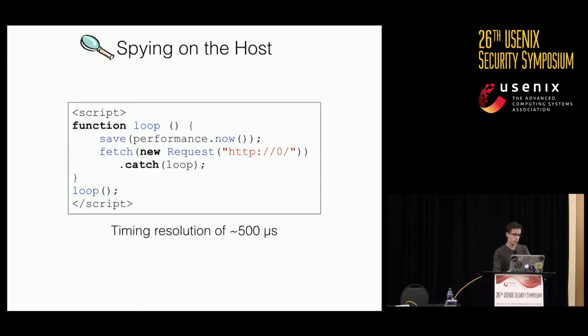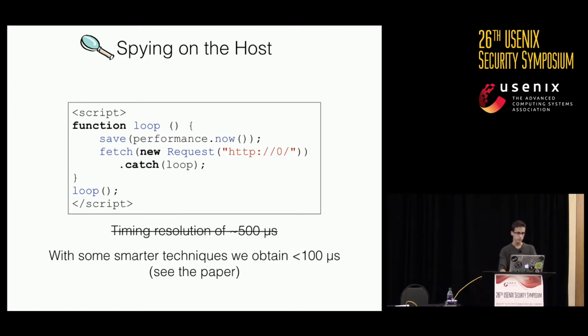With this simple approach, we obtain a timing resolution of around 500 microseconds. And by timing resolution, I mean that 2 consecutive events will have this delay. And well, in the paper we show some other techniques where we can obtain a resolution of less than 100 microseconds.